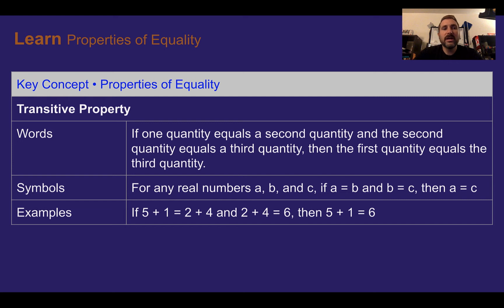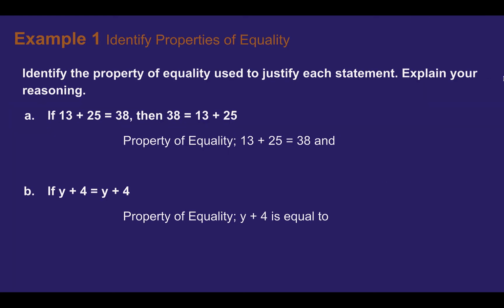The third one is called the transitive property. This one says if one quantity equals a second and the second equals a third, then the first one equals the third. So kind of like a logic problem. In symbols with our letters, for any real numbers a, b, and c, if a equals b and b equals c, then a equals c. It might not make a lot of sense here, but if we look at our numerical example, if 5 plus 1 is equal to 2 plus 4, and 2 plus 4 is equal to 6, then 5 plus 1 must be equal to 6.